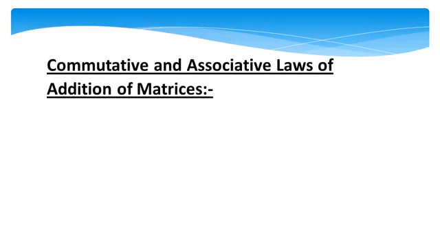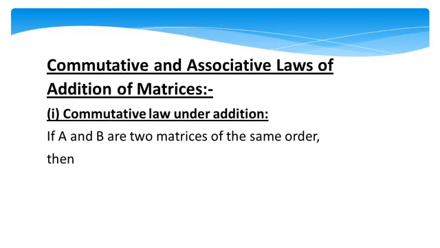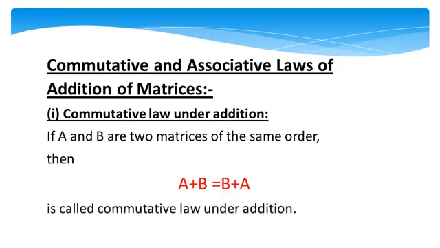Commutative and associative law of addition of matrices. Commutative law under addition, and the definition is: if A and B are two matrices of the same order, then A plus B is equal to B plus A. If we change the position of matrices in addition, it doesn't affect your answer. It's called commutative law under addition.